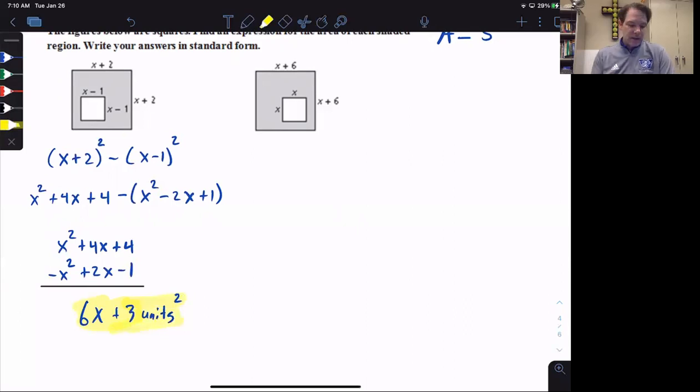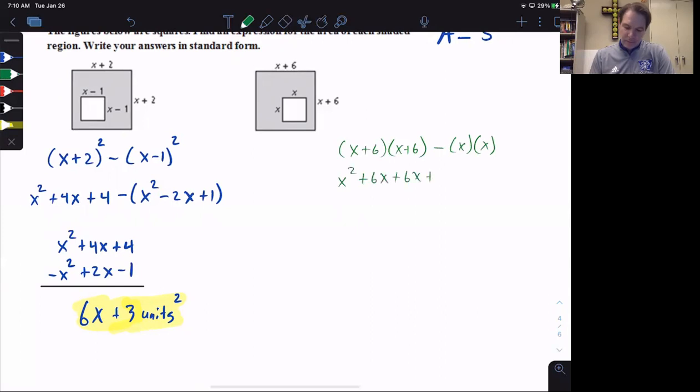Okay. Now, I'll do it the other method, just so you can see it. I'm going to take, for this one, x plus 6 times x plus 6, and then I'm going to subtract x times x. Okay, so I'll distribute it through here. That's x squared plus 6x plus 6x plus 36 minus x squared. Okay, I'll put my like terms together.